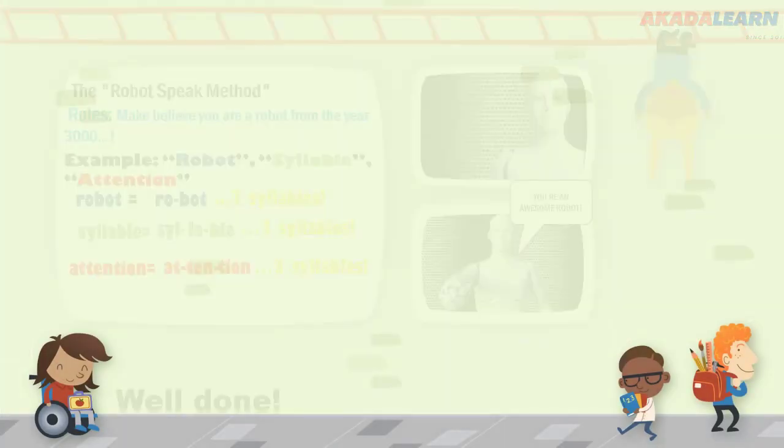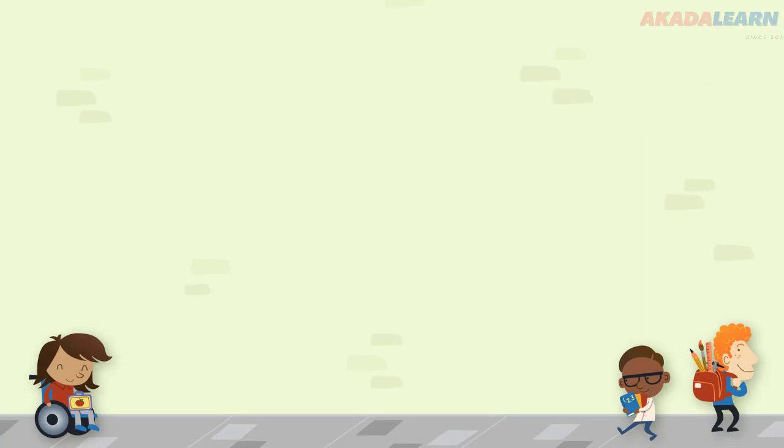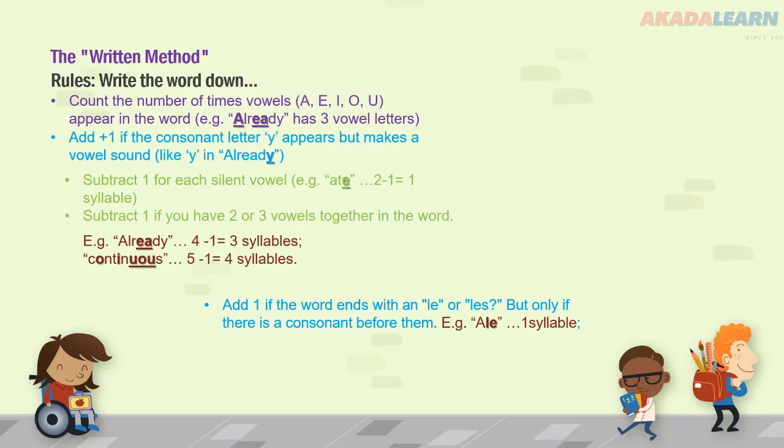Alright, let's look at one more method. The written method. In this method, the rule is you write down the word. Okay, the word has to be written down. It's called the written method, of course. Now, one of the first things you do is you count the number of vowels that appear in the word, or the number of times that a vowel letter appears in the word. So we'll use the word already as our example. Now on your screen you can see the word already.